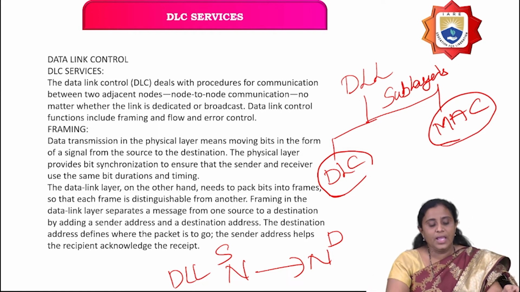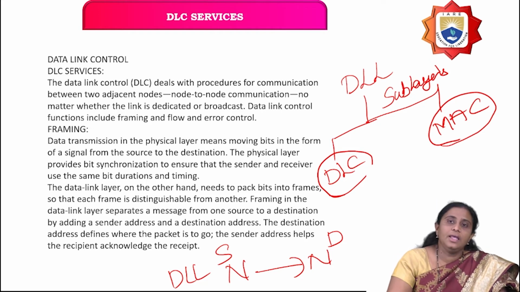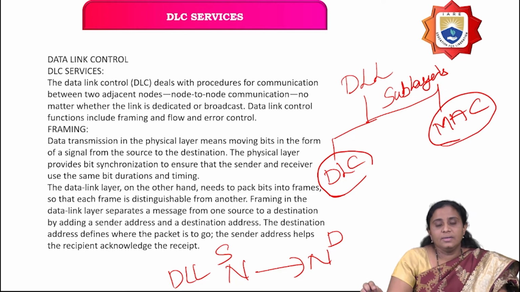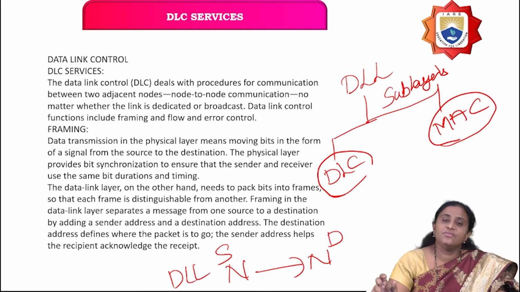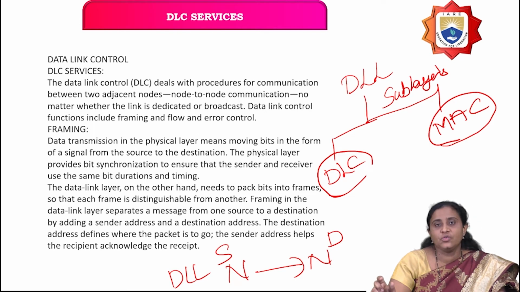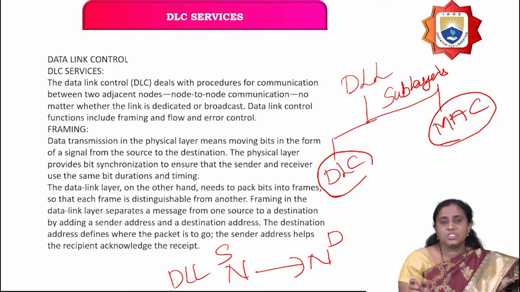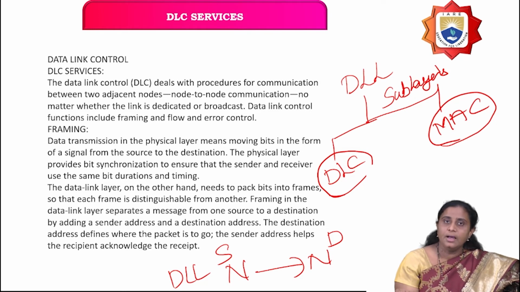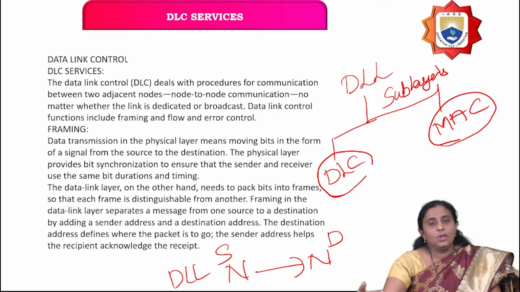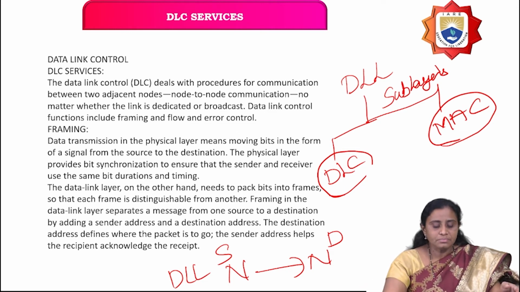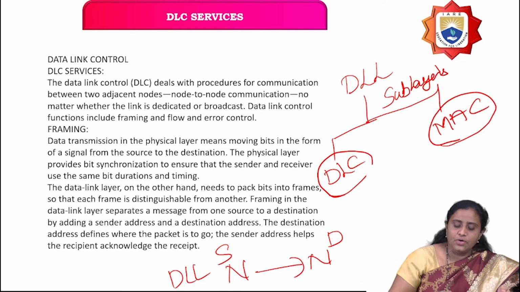Coming to framing, data transmission in the physical layer means moving bits. As I have already explained, in the network layer the data passes from source to destination as data packets. In the data link layer, the communication is by means of data frames. And in the layer below, the physical layer, the message passing is nothing but bits. Here we have to identify one point.